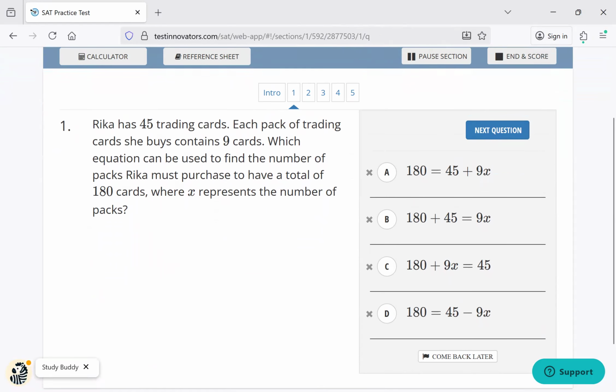Okay, let's move on to question 1. This is supposed to be technically easy. Let's see how easy this is. Rika has 45 cards. Each pack of trading cards she buys contains 9 cards. Which equation can be used to find the number of packs Rika must purchase to have a total of 180 cards, where x represents the number of packs?